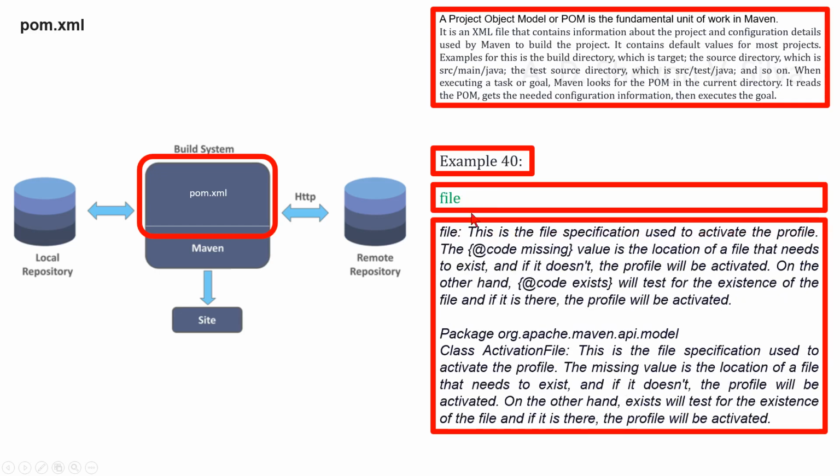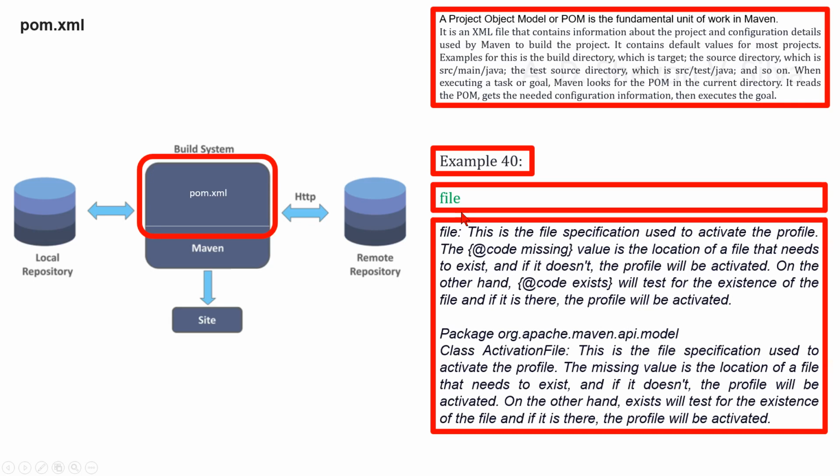File. This is the file specification used to activate the profile. The missing value is the location of a file that needs to exist, and if it doesn't, the profile will be activated. On the other hand, the exists value will test for the existence of the file, and if it is there, the profile will be activated.